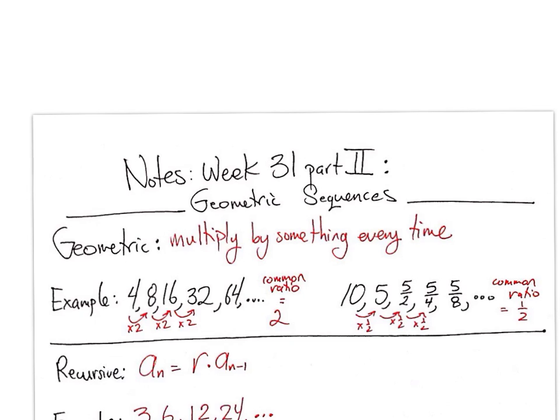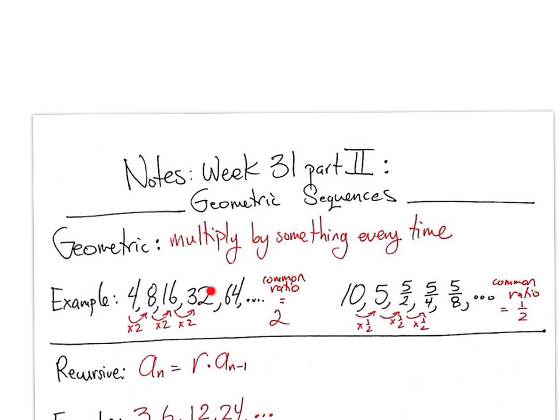Alright, so for part 2 notes, we're talking about geometric sequences. Last time we talked about arithmetic, which is where we added something every time. If a sequence is geometric, it means in each successive term we are multiplying by something.